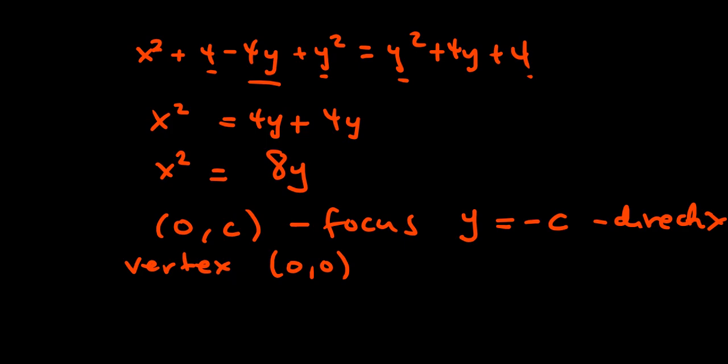Then in general, my equation of the parabola will be x squared = 4cy. So in general, this is the way my equation will appear if I have this. This will make much more sense in the next question which we are going to do.